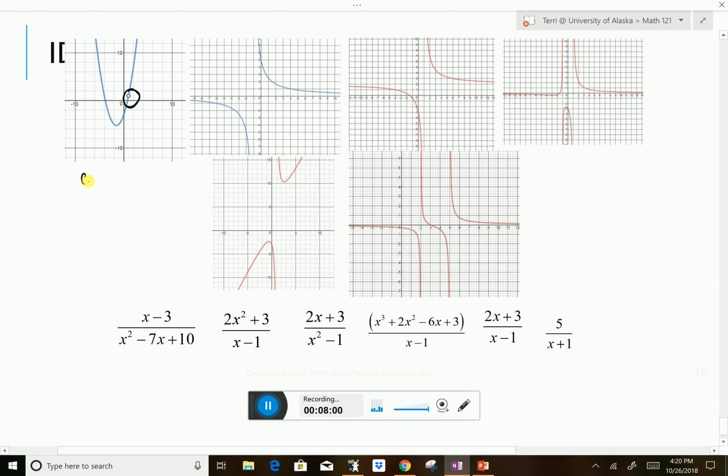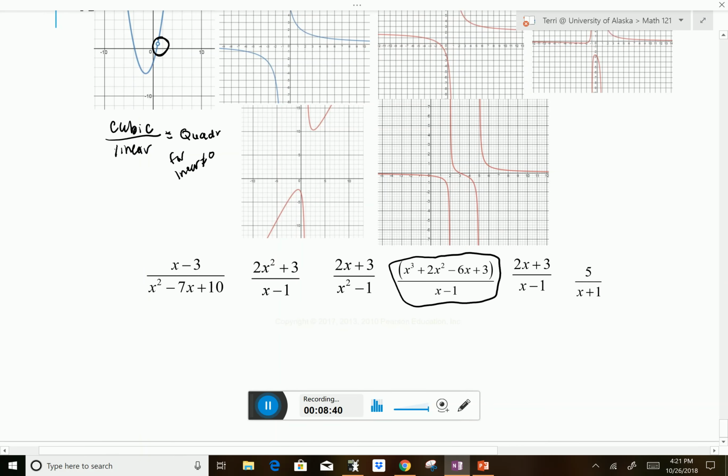So I think that's a cubic function on top divided by a linear function on the bottom. I know it's that, and it's something that can be made into a quadratic for the linear function not equaling 0. So where do we have a cubic function on top? Oh, it's right here. So here's a cubic function on top.